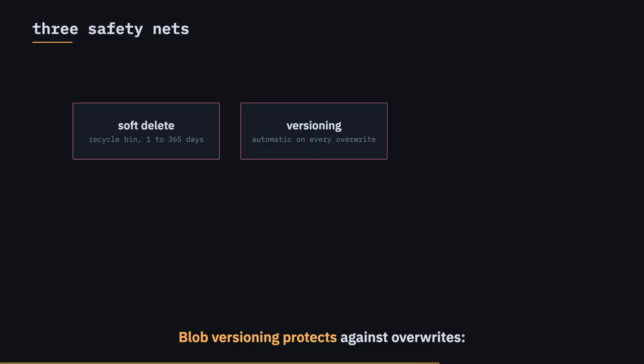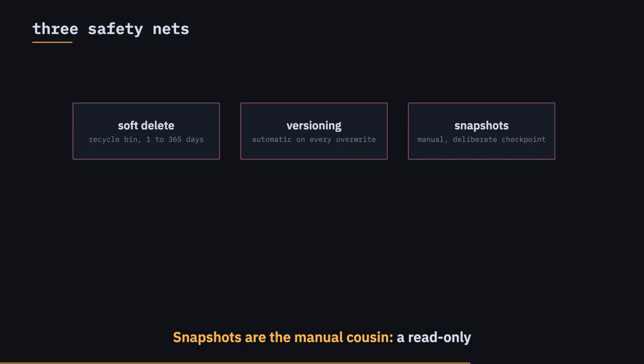Blob versioning protects against overwrites. Every time a blob is modified, the service automatically keeps the previous version with its own ID, so you can promote an older version after a bad upload. No action needed at write time. That automatic part is what distinguishes it. Snapshots are the manual cousin, a read-only copy of a blob frozen at the moment you ask for one, useful when you want a deliberate checkpoint before a risky change.